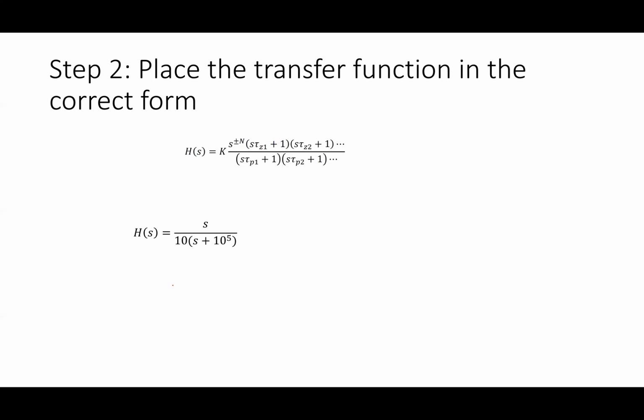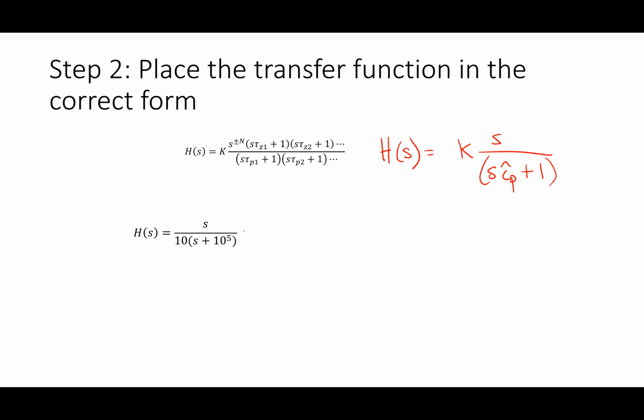Okay. Step 2 is to get the transfer function in the correct form. How do I do that? Is that guy in the correct form? So there's the correct form on top. I wrote that very generally, but in this case where I've got one pole and one zero, it should be K times S over S tau P plus 1. Right? It should be that. Is that guy in that form?